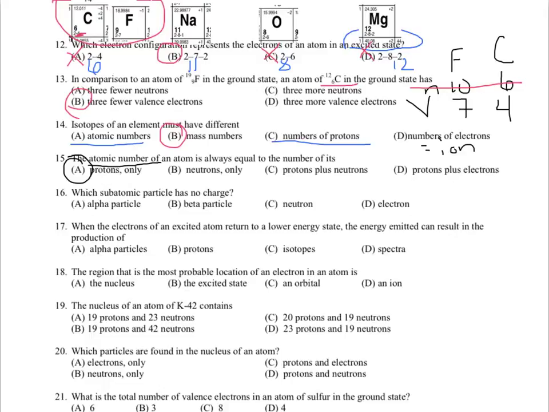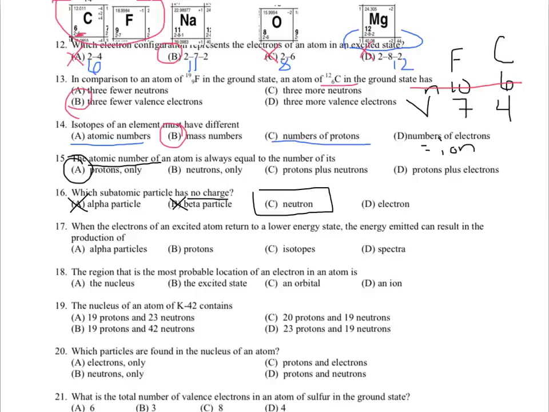So here we're looking for the subatomic particle, proton, neutron, or electron. That means we can get rid of alpha particle, we can get rid of beta particle. Subatomic particle has no charge, and no charge is for the neutron.